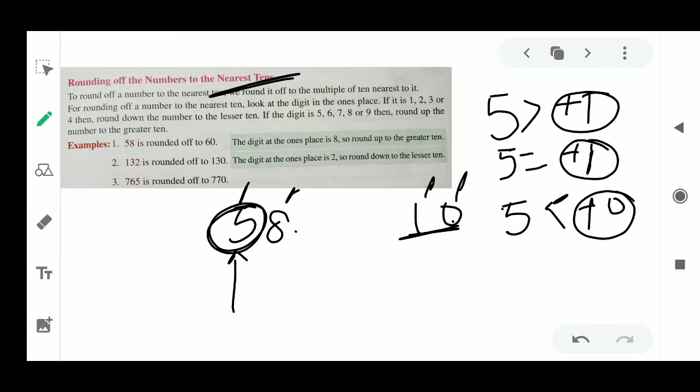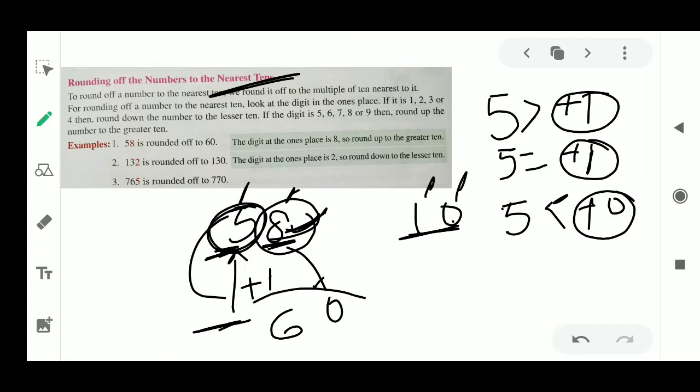Now I just put one arrow here. Next you just leave this number. After the circled digit, you check what it is: 8. I told you that if the value is greater than 5, you do plus 1. If equal to 5, also plus 1. If less than 5, you do plus 0. So here it is greater than 5, so we do plus 1. This plus 1 will be added to 5, so this 5 became 6, and this 8 became 0. So your answer is 60.